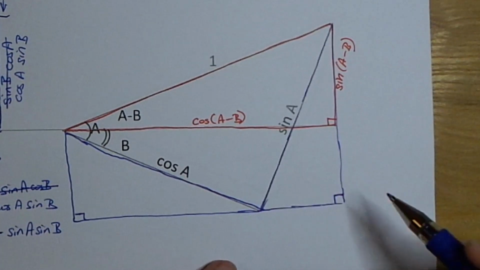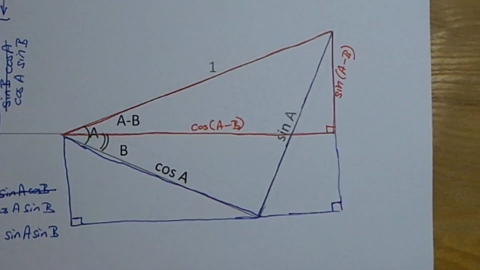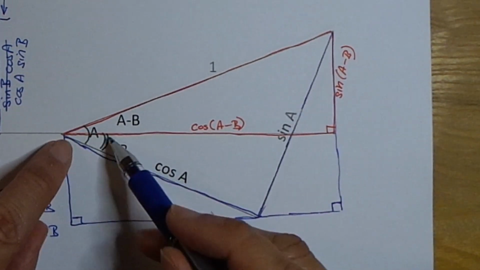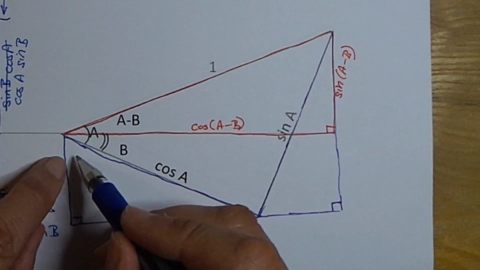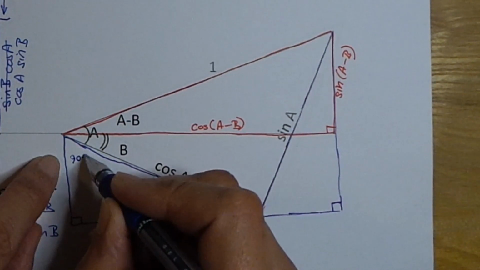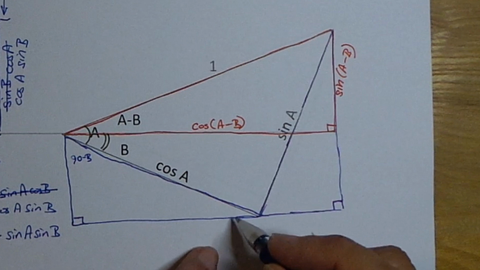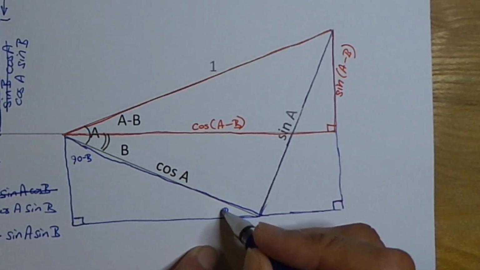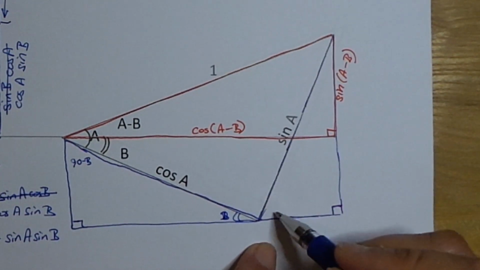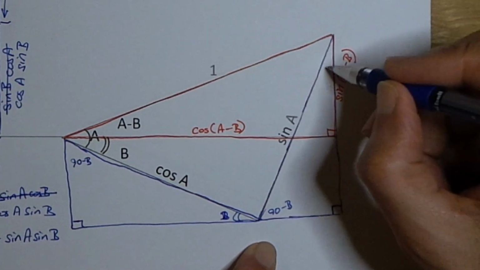Now this angle here is B, so this angle here is 90 minus B because that's a right angle. So that's 90 minus B in that corner, and because that angle plus that angle will add up to 90, so this must also be B. And this one here must be 90 minus B, and this one here must be B again.